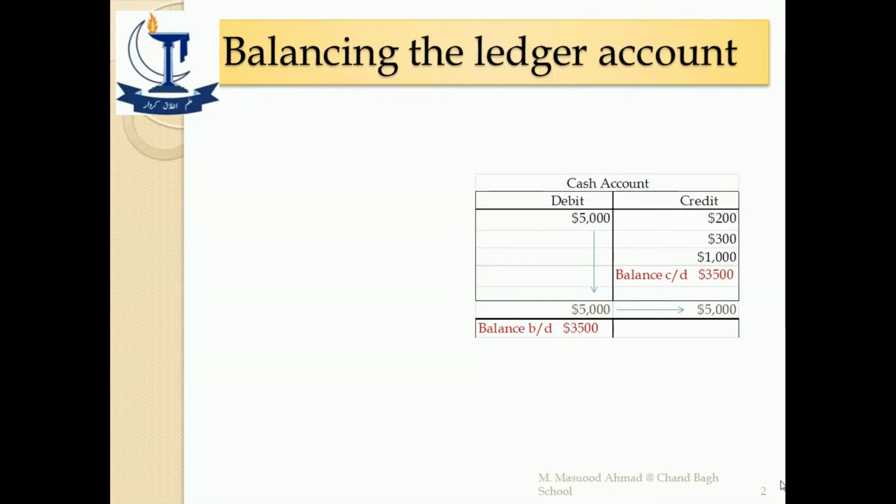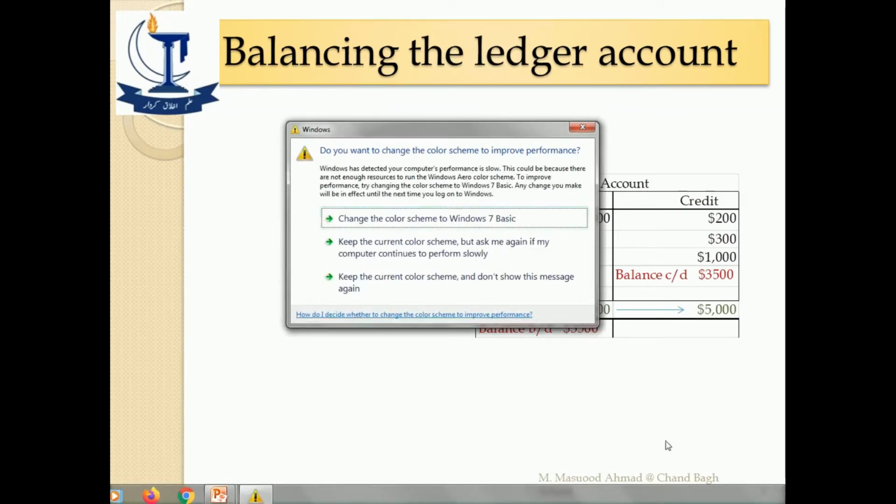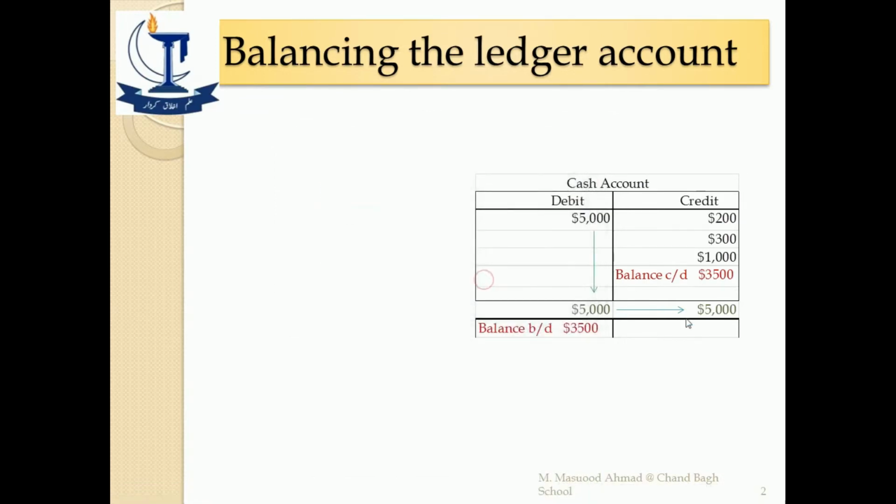So, balancing the ledger account. In the previous lesson we studied how to prepare a ledger account and how to post the value in the ledger account, whether on credit or debit. Here I have taken an example from the previous slide. We had a cash account with us, and one by one we will discuss the steps of how to balance the ledger.